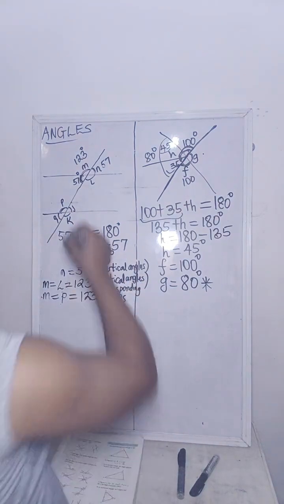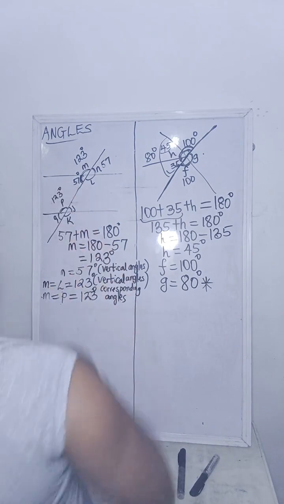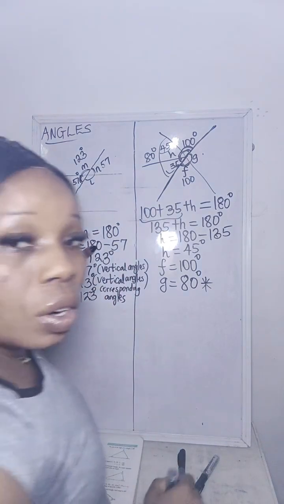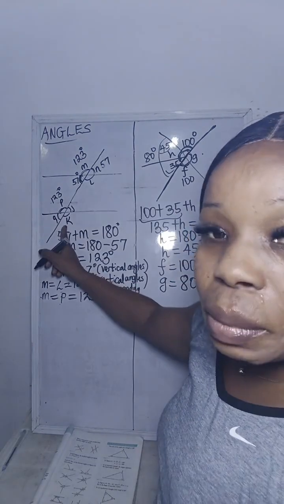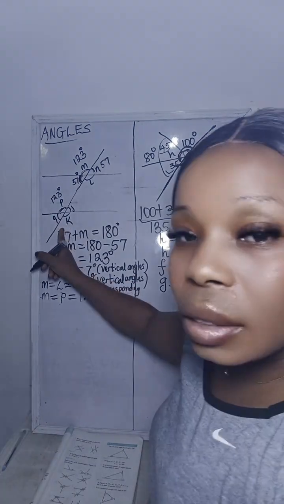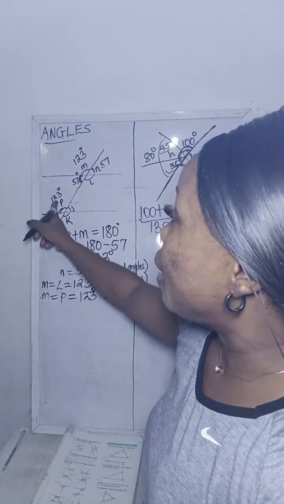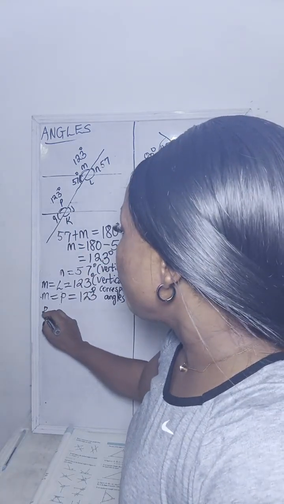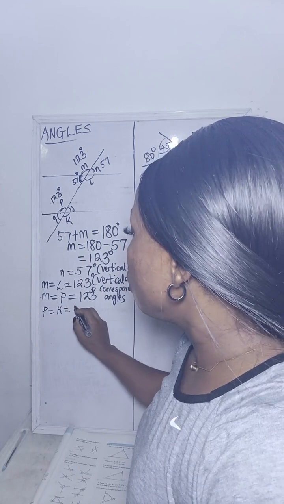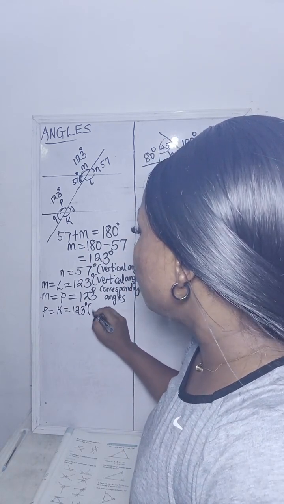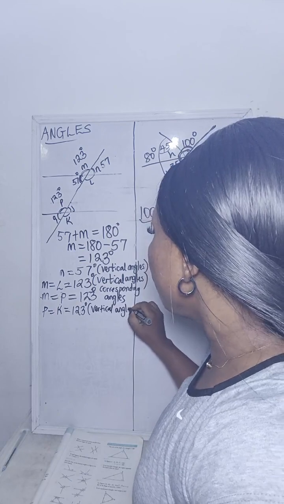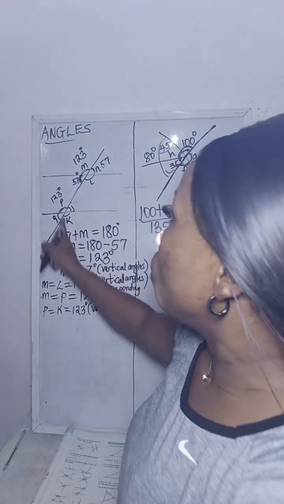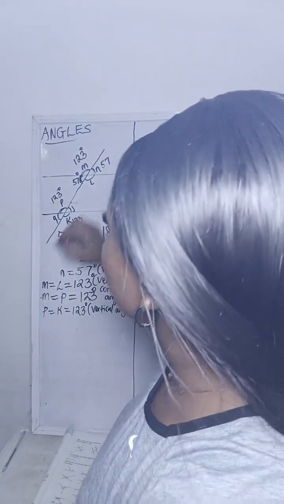Okay, good. So if our P is 123 degrees, that means K would also be 123 degrees. I'm trying to move so that you can see the board. So if P is 123, it means that K would also be 123 degrees, and that is because they are vertical angles. So P is equal to K, which is equal to 123 degrees.